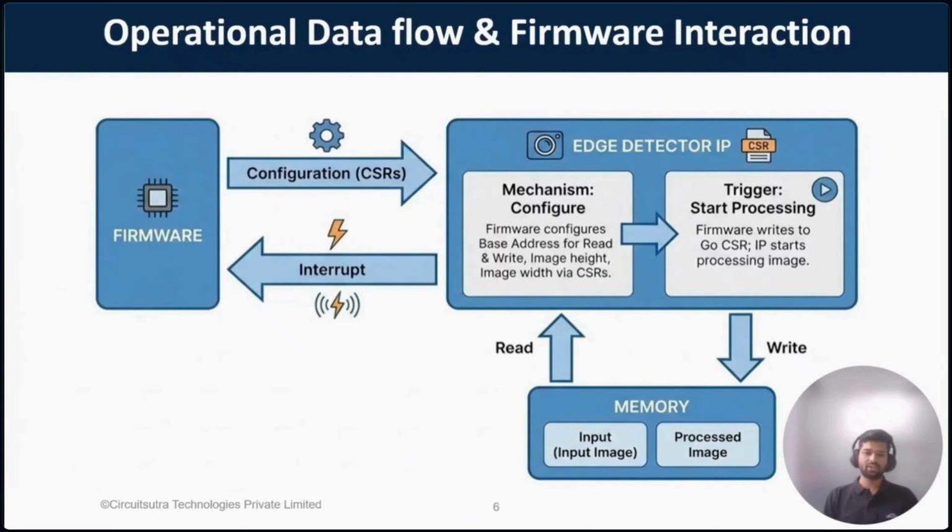Once the operation is finished, the IP issues an interrupt to the firmware to signal that the output data is ready. The interrupt-driven handoff is important as it keeps the CPU from busy waiting and ensures that the pipeline stages are properly sequenced without failing.